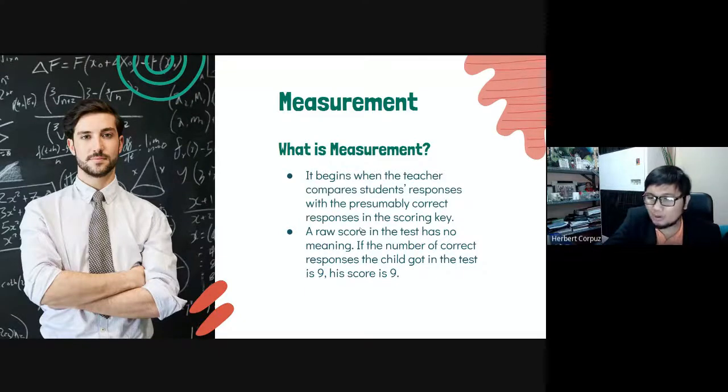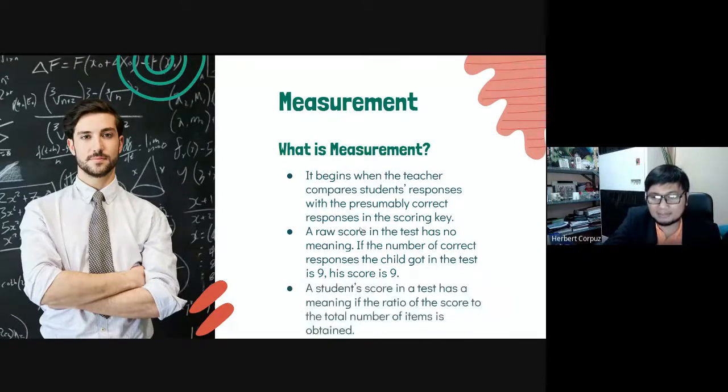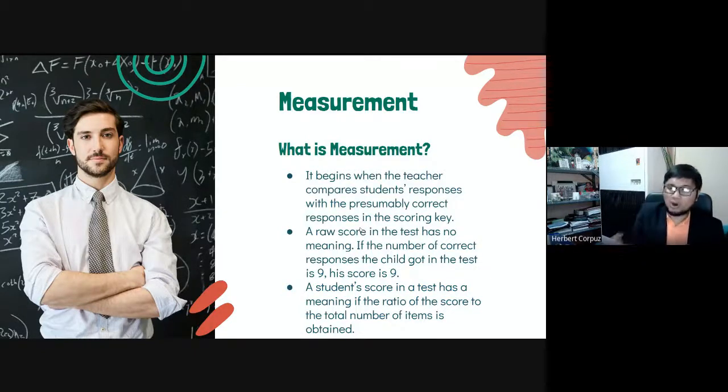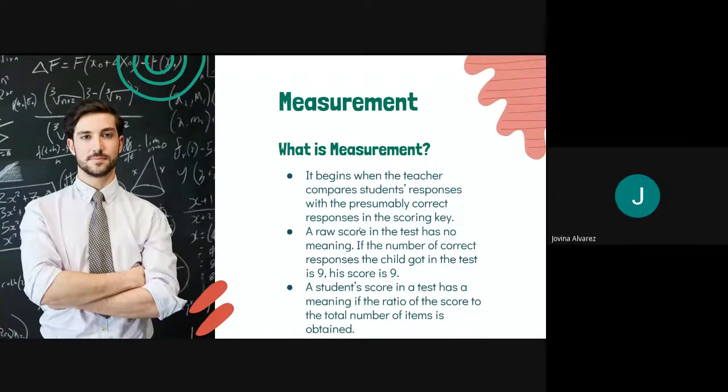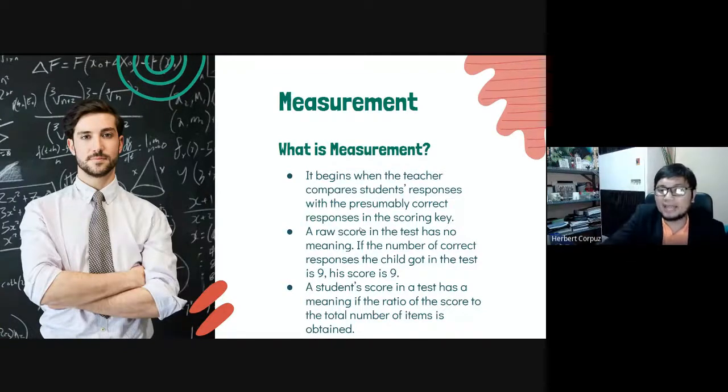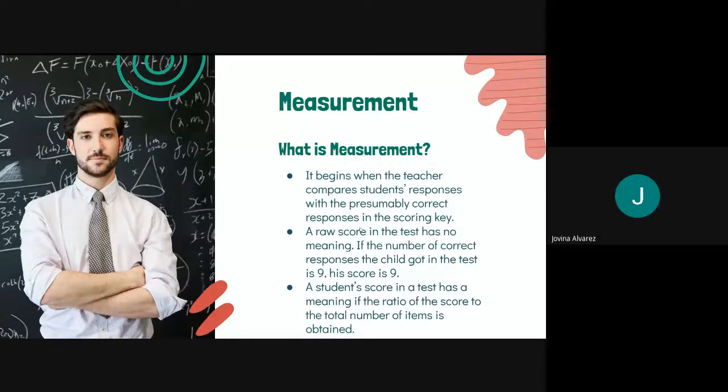But that raw score has no meaning unless you get the ratio of the score of the student vis-a-vis the total or the items of the test. Doon nagkakaroon ng ibig sabihin yung raw score. And that is what we call now as measurement. Ang bata, nakakuha ng 9 out of 20 sa test. Anong ibig sabihin nun? That is measurement.